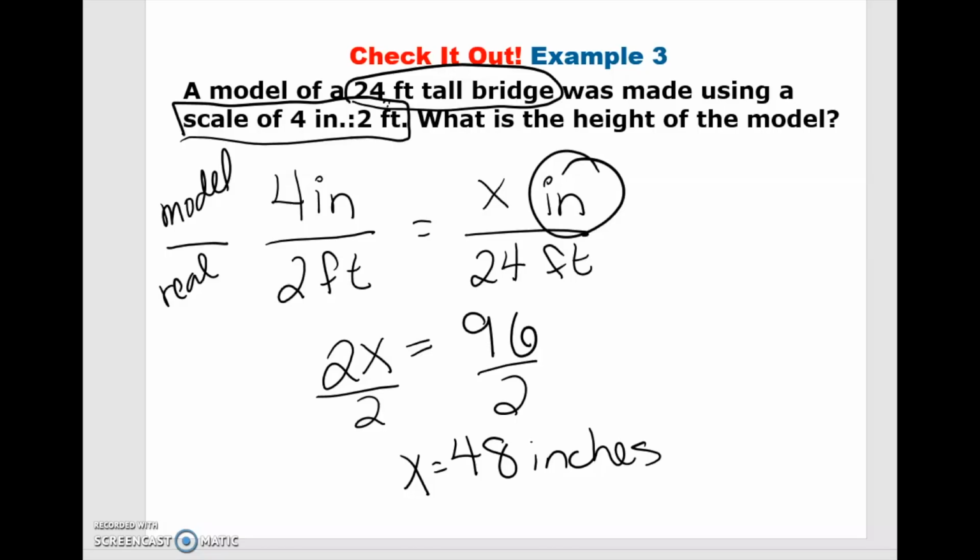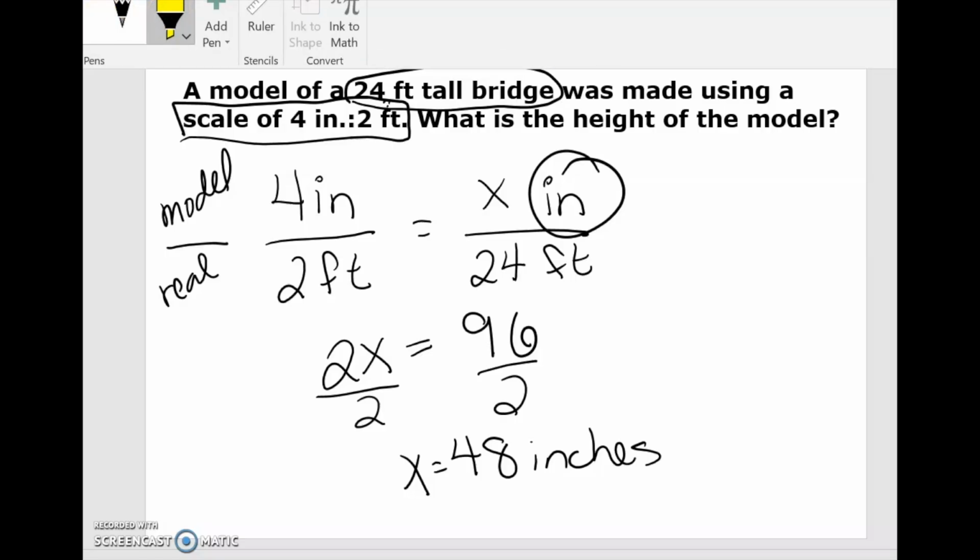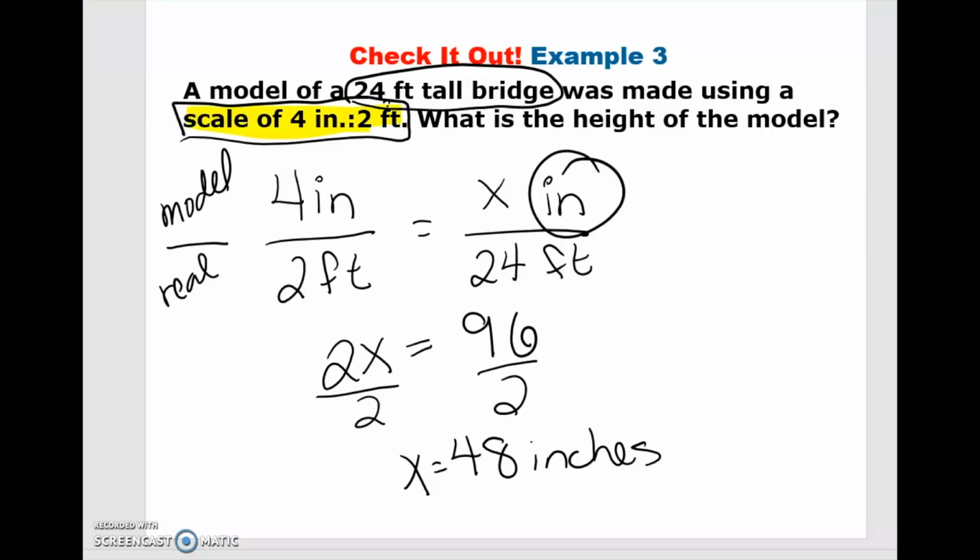So we're going to practice some scale problems. Again, the most important part, I want to emphasize this. As soon as you see the word scale, you write that down. Then you're going to have another number. You just need to figure out where the other number goes, and then you solve your proportion.